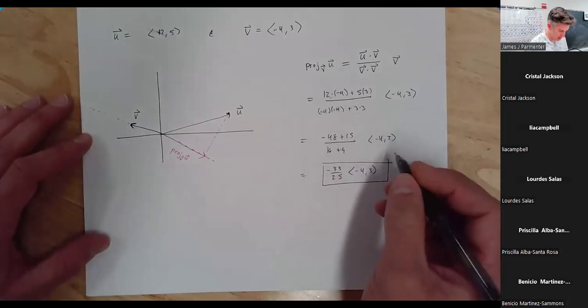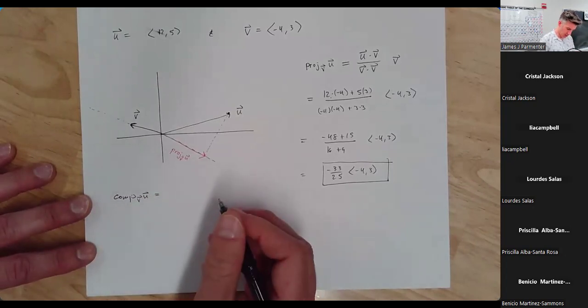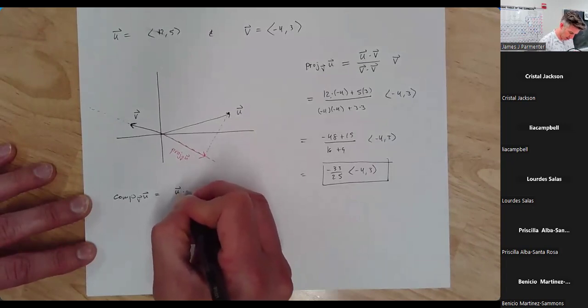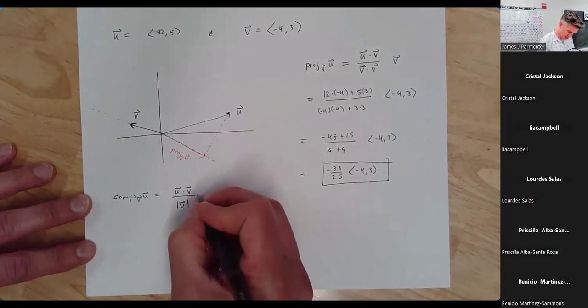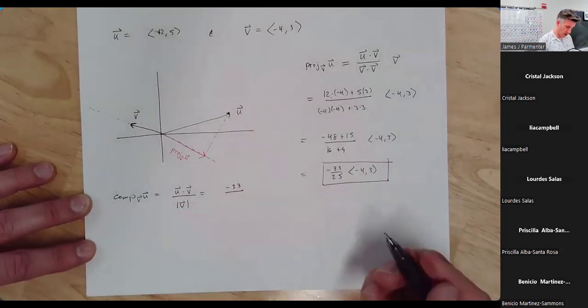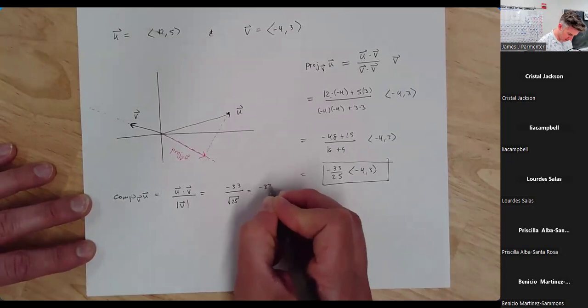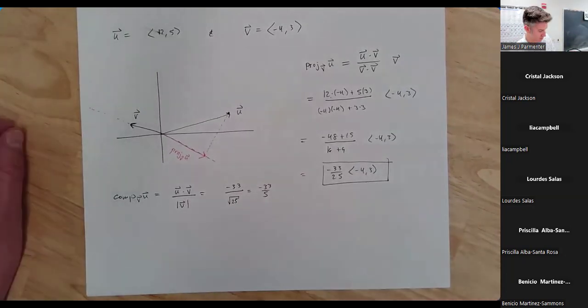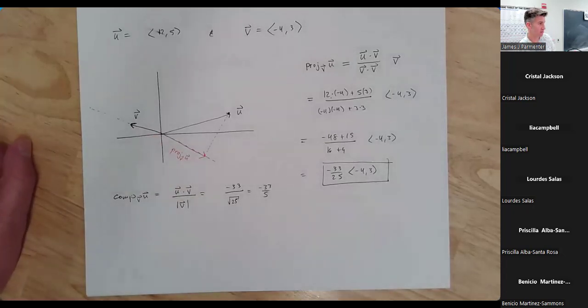If you wanted to find just the component of u in the direction of v, it's just the dot product, u dot v, divided by the magnitude of v. U dot v is still negative 33. The magnitude of v is the square root of 16 plus 9, which is the square root of 25. That's going to be negative 33 over 5. So the length of that vector is negative 33 fifths. I misspoke there. The length of that vector is positive 33 fifths.